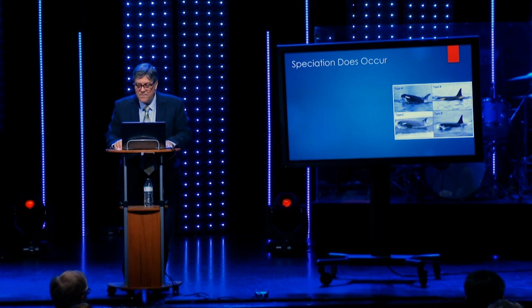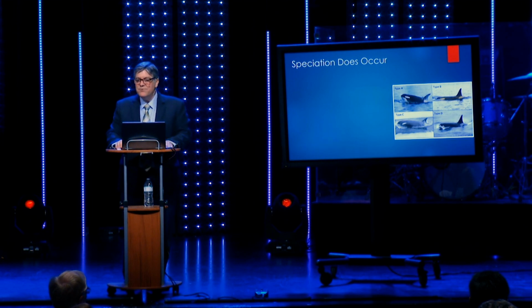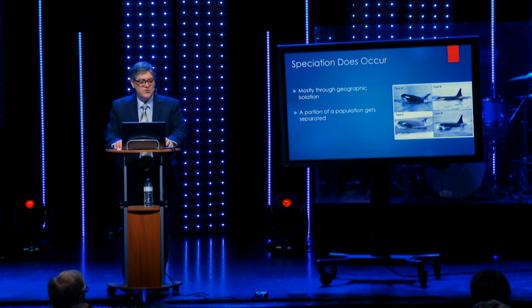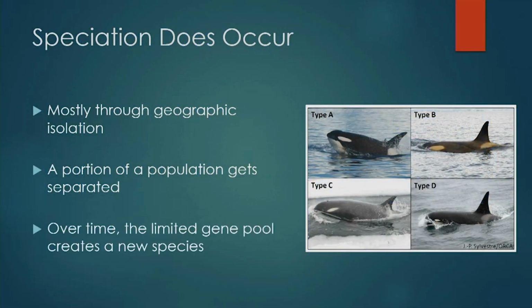Now, speciation occurs most often when the genes of one population of animals differs enough from other populations of its species that they cannot interbreed and produce viable offspring. So in other words, this occurs mostly through geographic isolation. A portion of a population gets separated, and over time, the limited gene pool creates a new species. So for instance, here are 4 species of the killer whale.